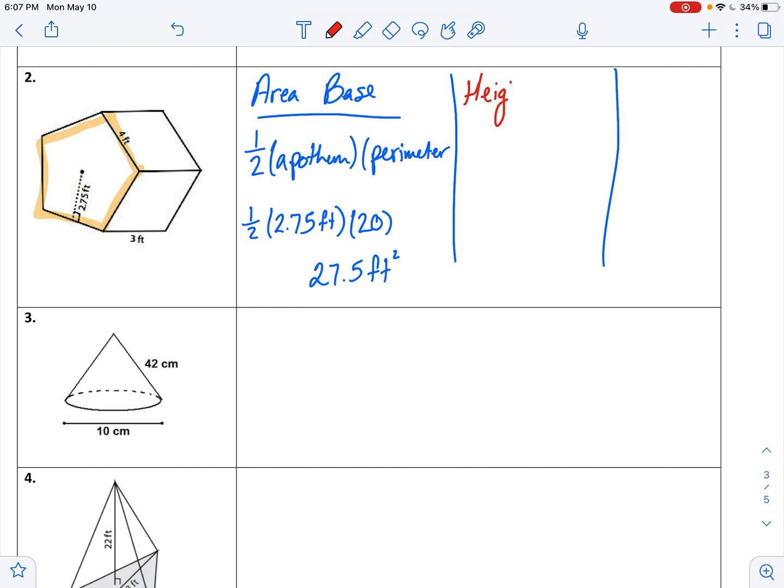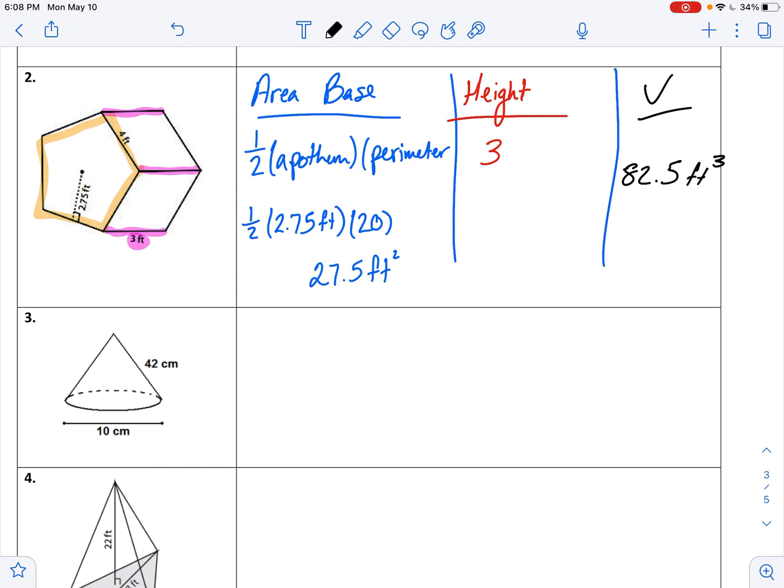Now the height, again, is that distance between your two bases. It would be this distance right here. Maybe I'll do that in a different color. Let's try pink. So this is the distance between the two bases, which we're given as 3 feet. The height is 3, which means I'm going to take 3 times 27.5, area of the base times the height. And my total volume would be 82.5 cubic feet.